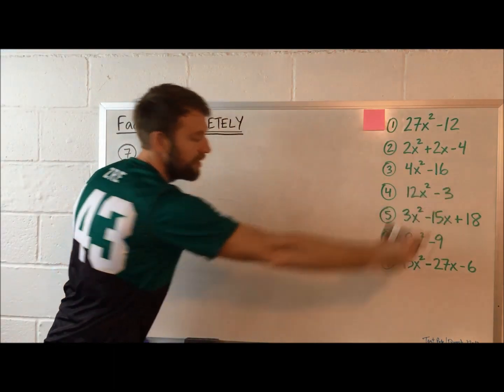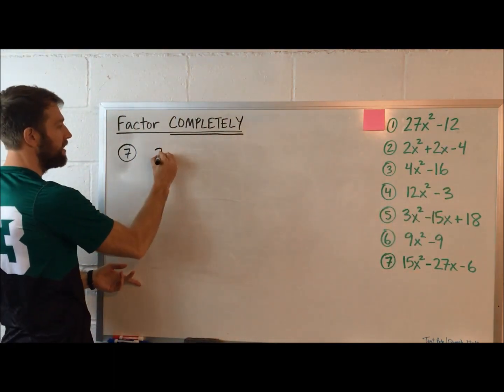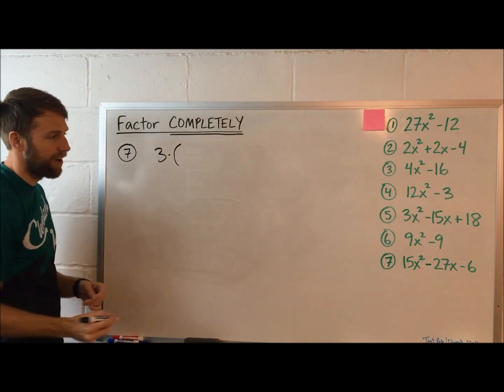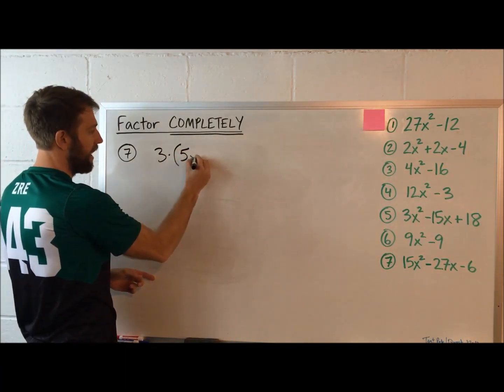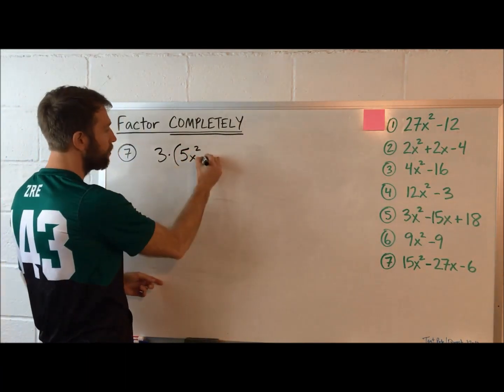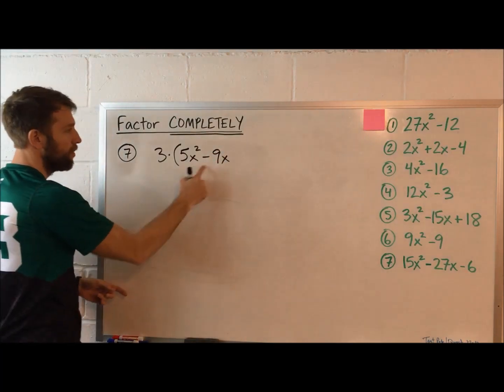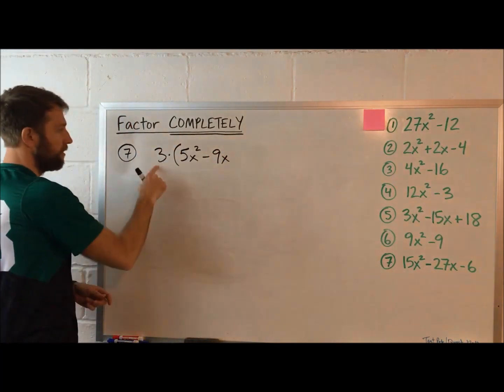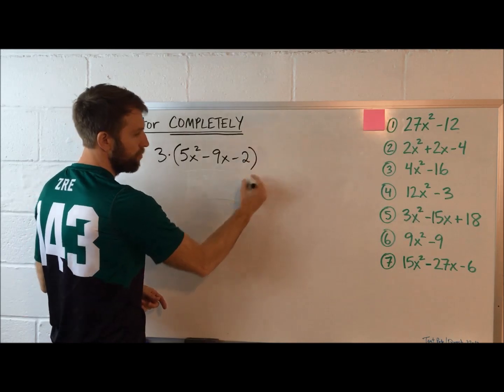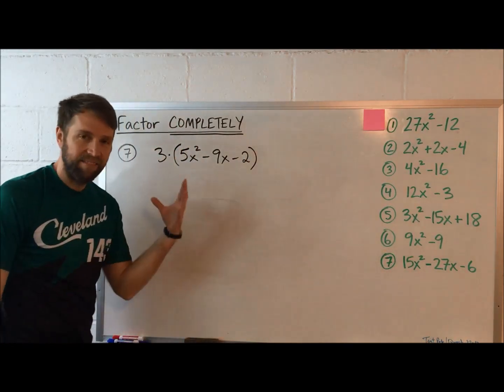Does everybody see a 3 goes into all those? Let's go ahead and make it easier on ourselves. Let's factor out a 3. 3 times 5 will get me to 15. 3 times negative 9 will get me to negative 27. And 3 times negative 2 will get me to negative 6. I have the same problem.